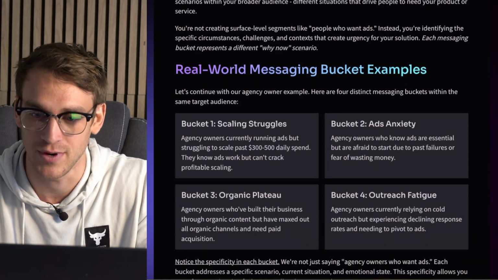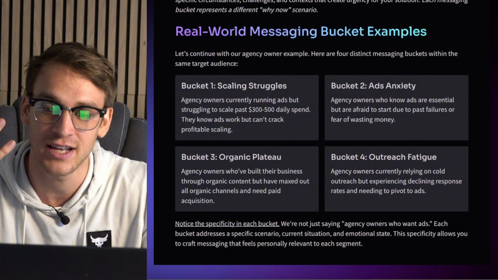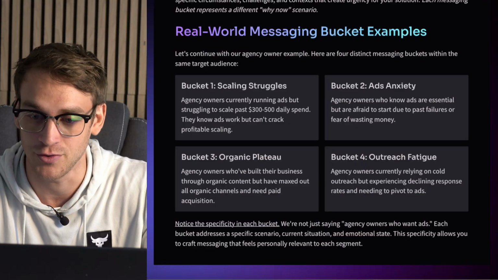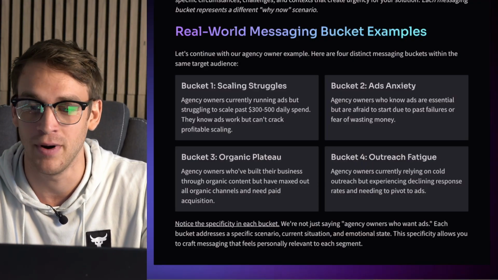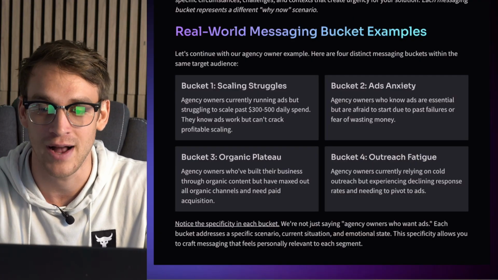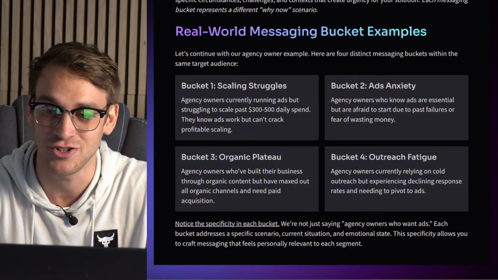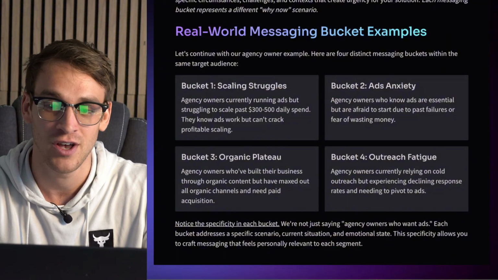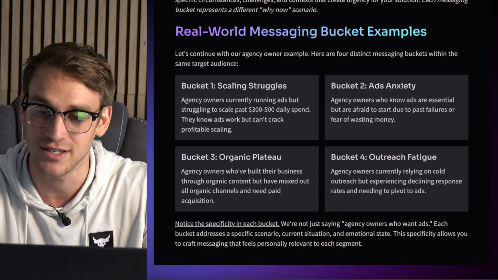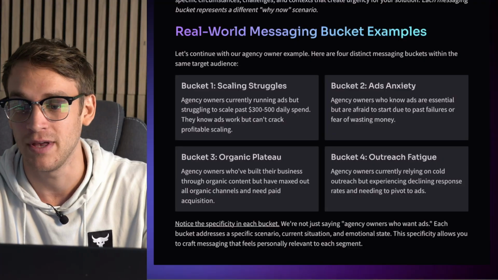So here's some examples, right? Let's continue with our agency owner example, agency owners who want to scale ads, okay? Here are 4 distinct messaging buckets that you can create with that same target audience in mind. So first is people that have scaling struggles with ads. This could be agency owners who are running ads but struggling to scale them past $300 to $500 a day in spend. They know ads work, but they can't crack profitable scaling. Bucket 2 could be ad anxiety, right? Agency owners who know ads are essential, but they're afraid to start due to past failures or fear of wasting money. Bucket 3 could be an organic plateau. So these can be agency owners who have built their business through organic content, but they've maxed out all organic channels and need paid acquisition. Bucket 4 could be outreach fatigue, right?